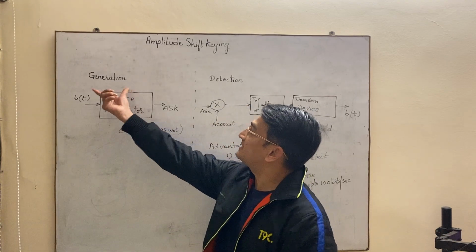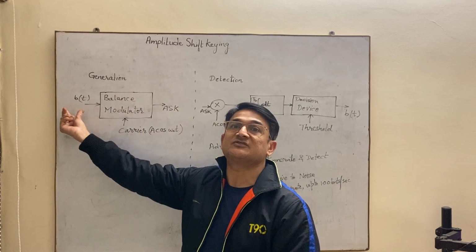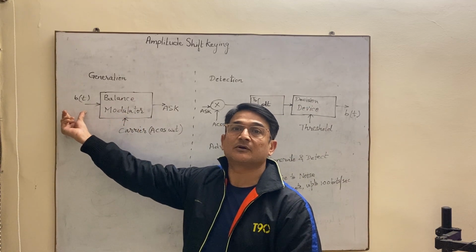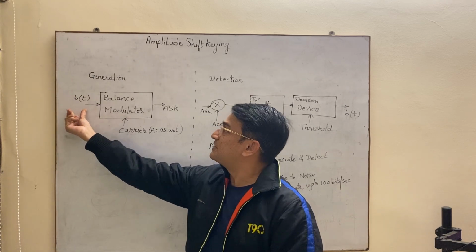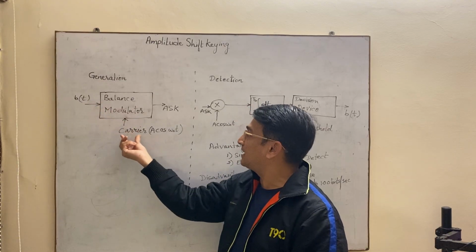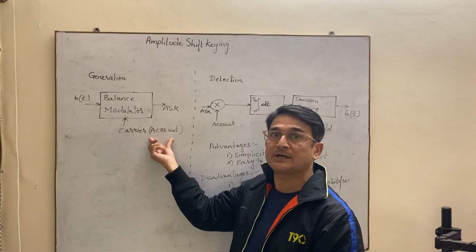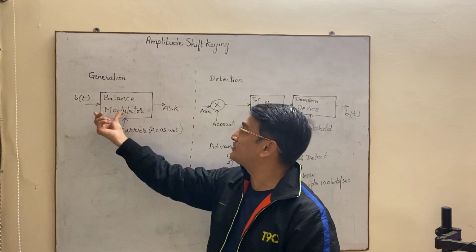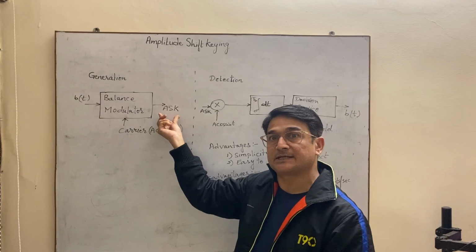So as you can see, this is the generation part. In the generation part, this is the bit sequence, the input, which is the information you want to transmit. This bit sequence is given to the balanced modulator at one input, and at the other input you give the carrier, which is a sinusoidal waveform, let us say A cos omega Ct. When you combine these two signals, the output will be the amplitude shift keying signal.